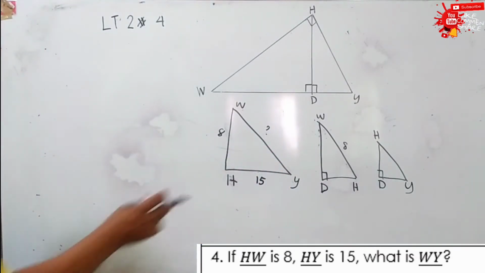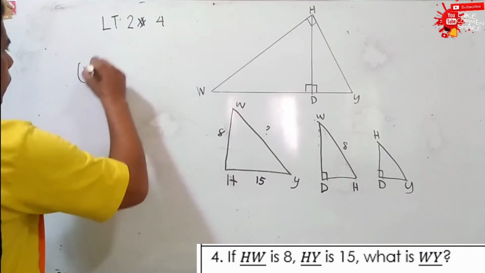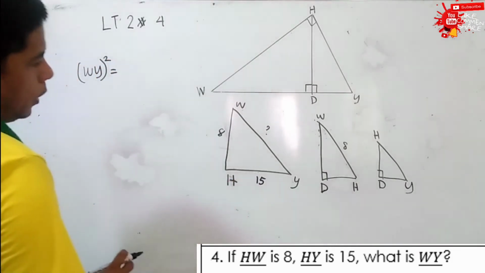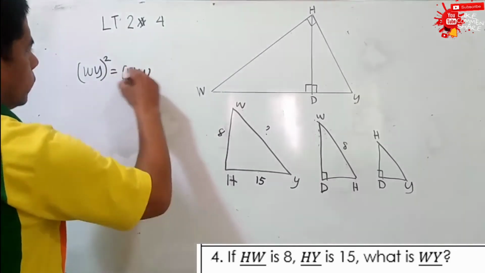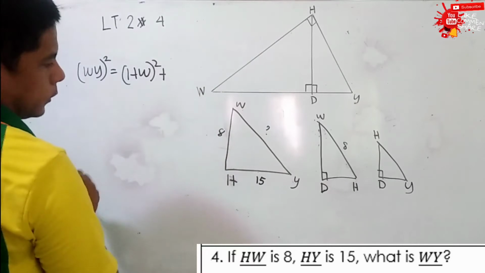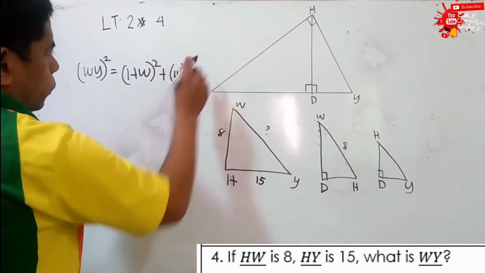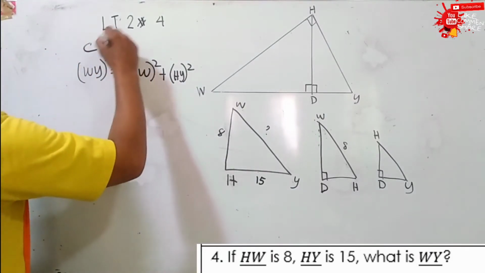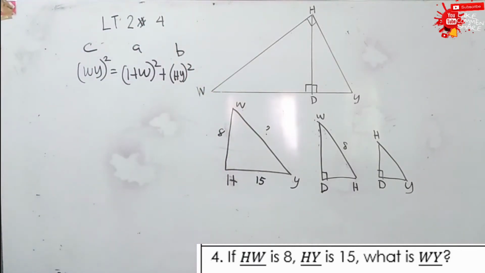So, ano yung ating magiging formula? Pwede rin itong gamitin natin. So, WY squared equals HW squared plus HY squared. Ito ang C squared, ito ang C, ito ang A, ito ang B. So, walang problema yan. Basta ma-identify nyo lang po yung hypotenuse.